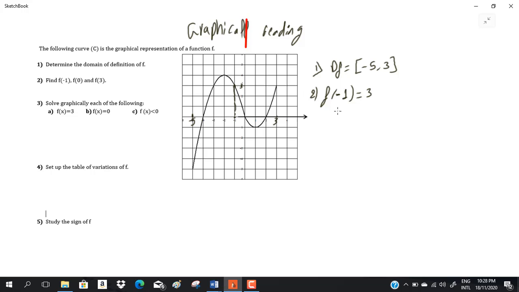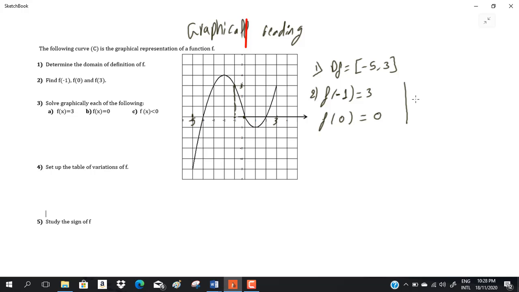When he asks to find f of -1, it means x equals -1, find y. Before doing f of 0, for example, if I have to find f of -2, it means x equals -2. I go to the curve vertically, and the ordinate is 4. F of 3, go to the curve vertically, and the ordinate is 3. F of 0, we go to the abscissa 0, and it's on the curve, so it's 0.